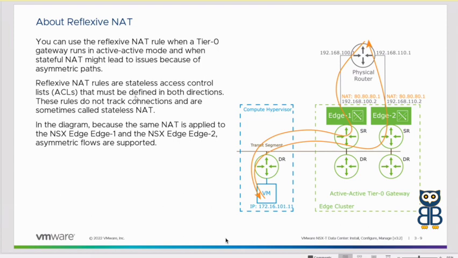In this method, the stateless NAT rules are basically working like ACLs, and you have to define them in both directions, for inbound also and for outbound also.